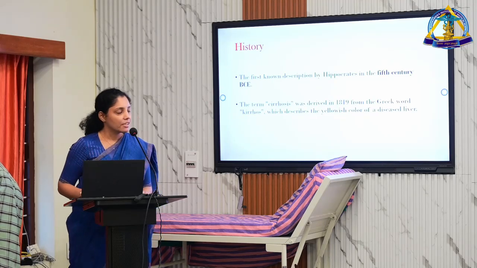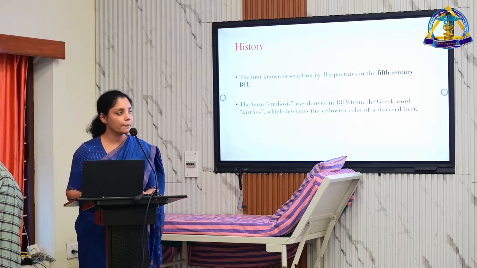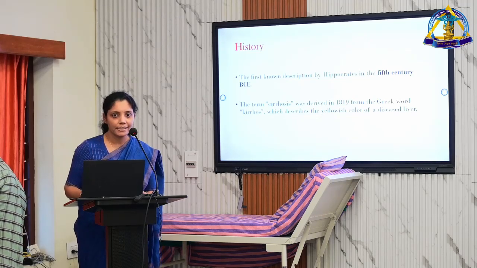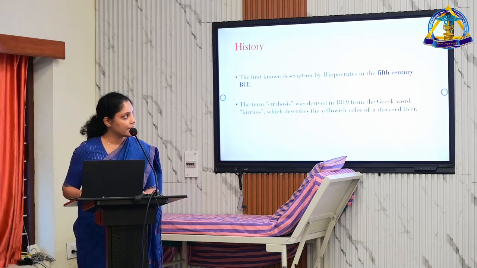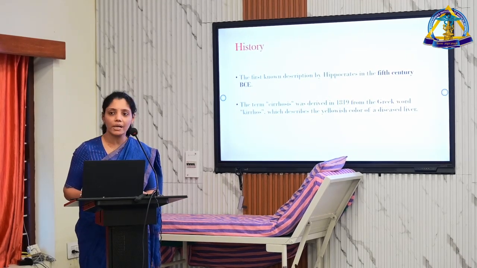So, the first known description of cirrhosis was by Hippocrates in the 5th century, and the term cirrhosis was derived by René Laennec, the same doctor who had invented the stethoscope, in 1819, from the Greek word skyros, which means yellowish color of a diseased liver, the tawny yellow color of a diseased liver.